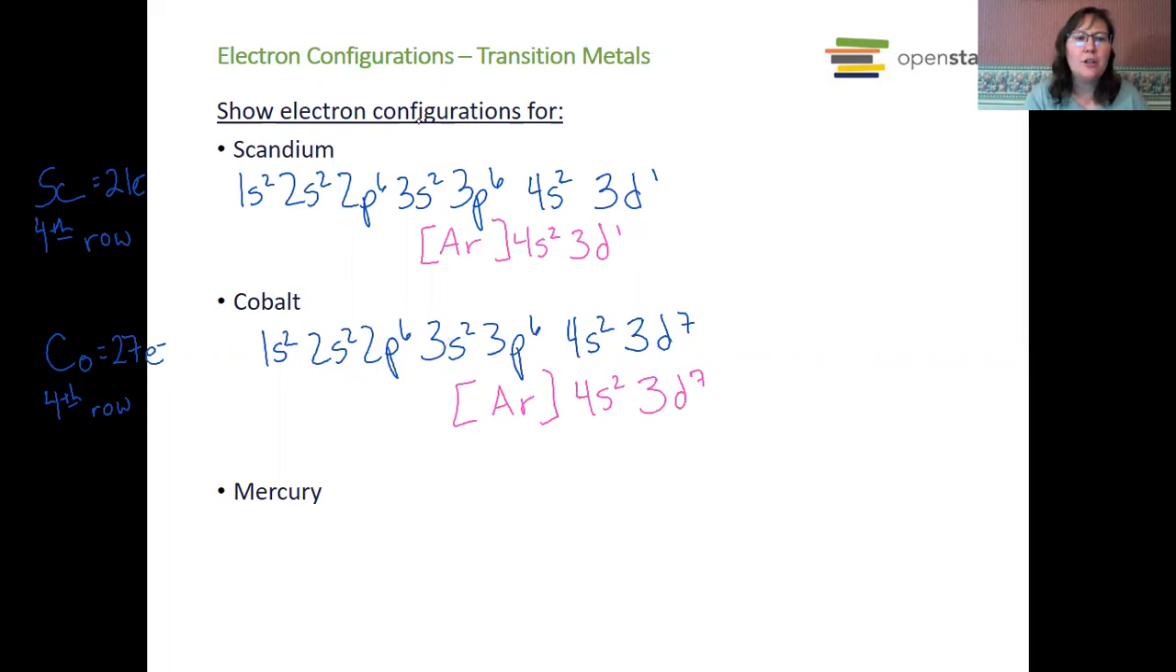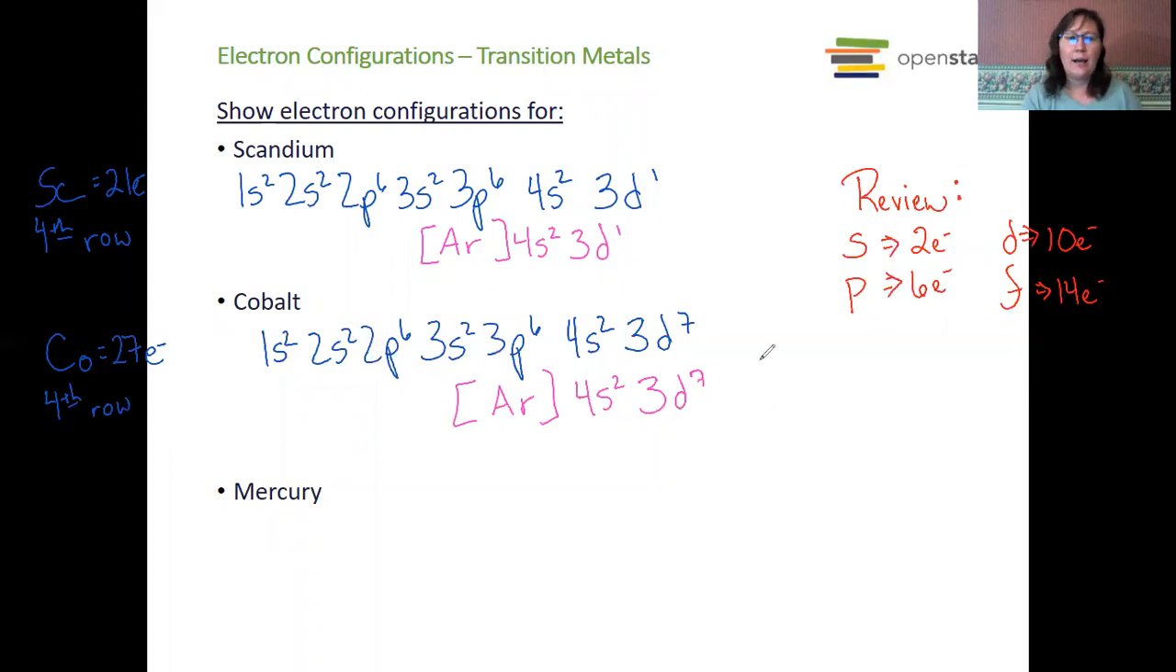Before I go on, let me do just a quick little review over here. An S orbital can have 2 electrons. P orbitals can have up to 6 electrons. D orbitals can have up to 10 electrons. And F orbitals can have up to 14 electrons. And actually, I'm going to turn these into little arrows so that you know that they don't have to have this many, but they can have this many.